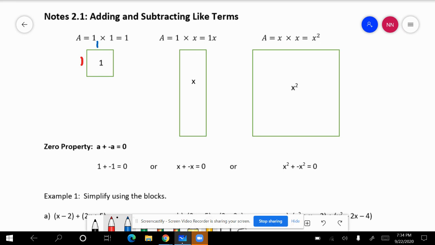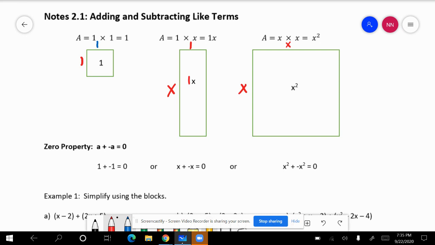An x would be something that has a length of 1 and a length of x. 1 times x is x, or 1x. X squared is a length of x times a length of x, and that's how we get x squared.